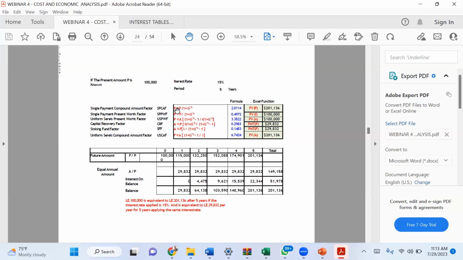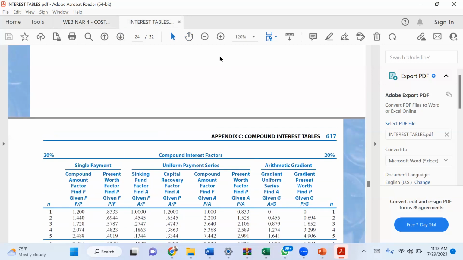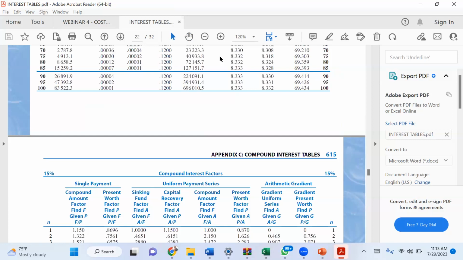So if you want to use mathematics, this is what you do. But if you want to use the table, all you need to do is to multiply 100,000 by the table factor, where the interest rate is 15% and the number of years is 5. How do you start? The first thing you need is to go to the table and go to 15%. And 15% is at page 22.